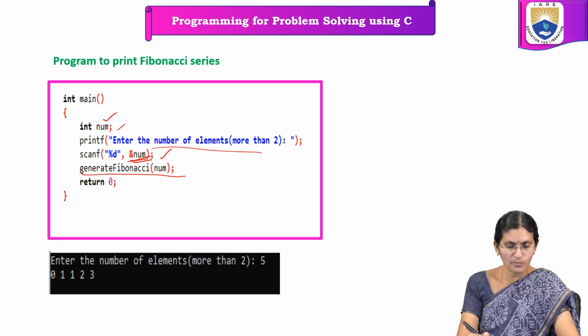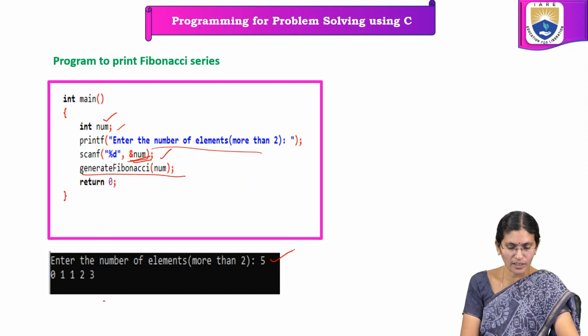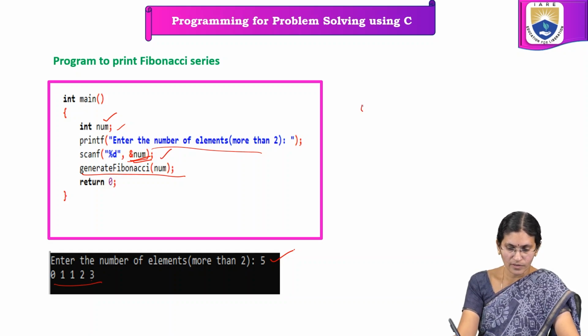Now when we run the program, enter the number of elements more than 2. Suppose we have entered the number as 5. So it will print this as the Fibonacci series. So 1, 2, 3, 4 and 5. So 5 elements are to be printed here. So it is 0, 1, 1, 2 and 3.